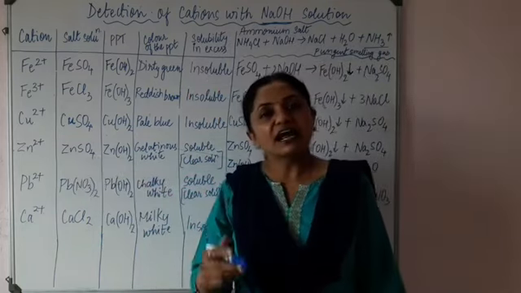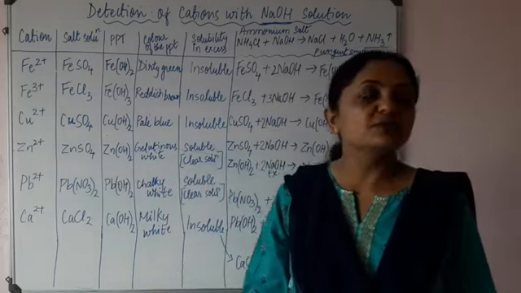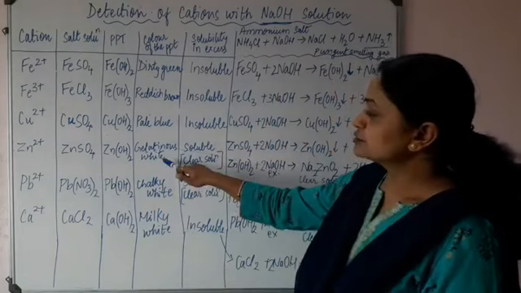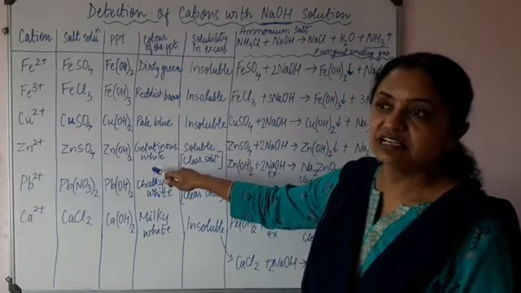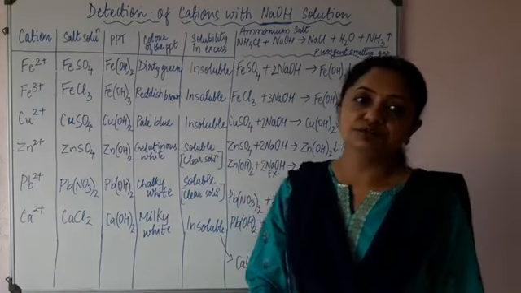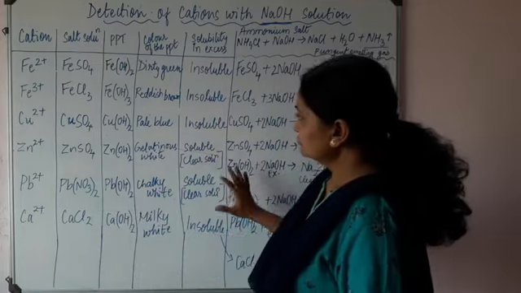So we will say: on adding a little sodium hydroxide to zinc sulfate solution, a gelatinous white precipitate is formed. And on adding excess sodium hydroxide to the gelatinous white PPT, the PPT dissolves, forming a clear solution. So this is how you will be writing the observation.